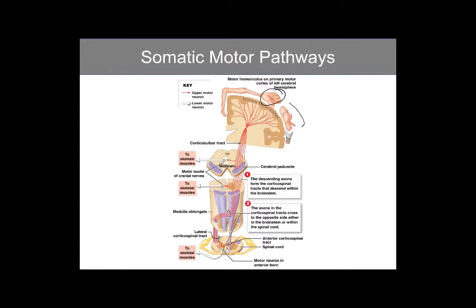So here we see that the signals start up here at the primary motor cortex. They then descend down the spinal cord. At some point they cross over to the opposite side, and then they're going to be sent out via the lateral route to the effector, to the skeletal muscle.